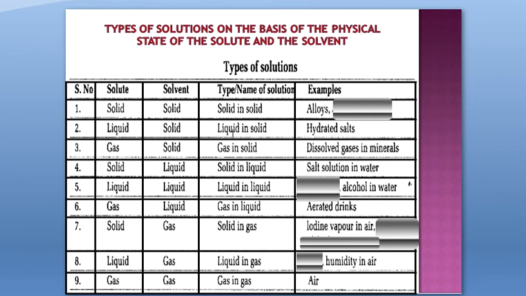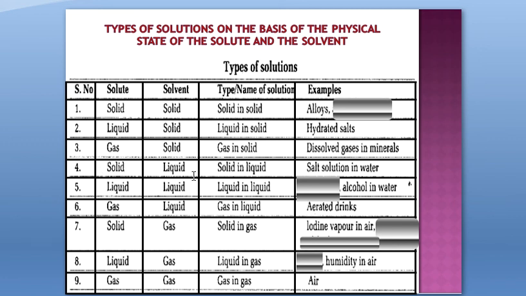Liquid in solid, बहुत ही simple सा है. Liquid in solid, hydrated salts. जैसे जब आप copper sulfate की crystallization करते हो, उसमें water crystallization आता है. We have copper sulfate pentahydrate. So those 5 water molecules are water of crystallization. That's a hydrated salt. That is basically liquid in solid. Solid is in larger amount. That is why it is a solvent. Liquid कम होता है, it is a solute. Gas in solid. Gas in solid. Dissolved gases in minerals. Minerals में जो already dissolved gases होते हैं.